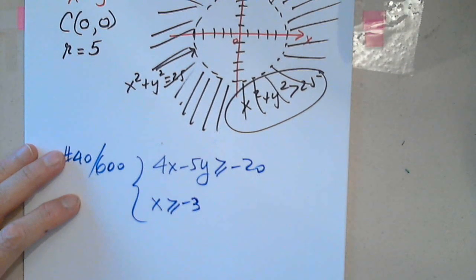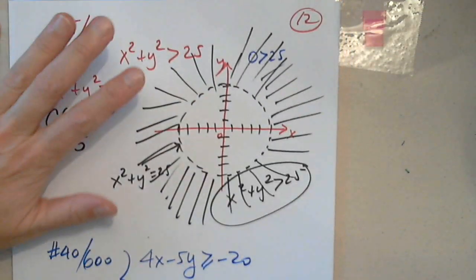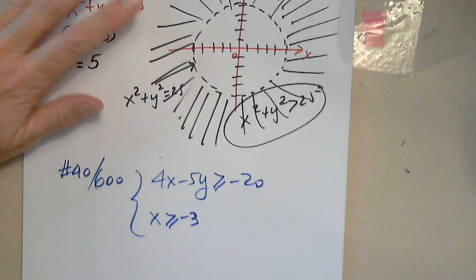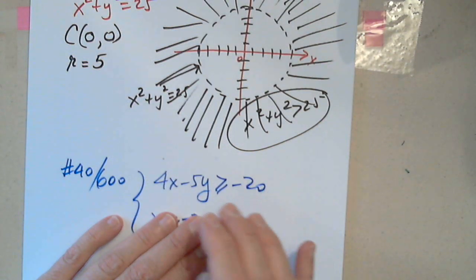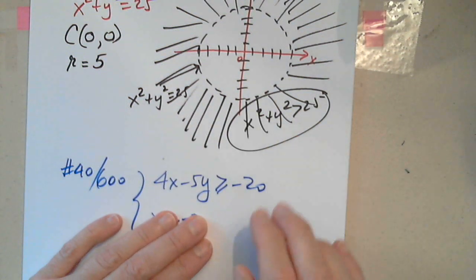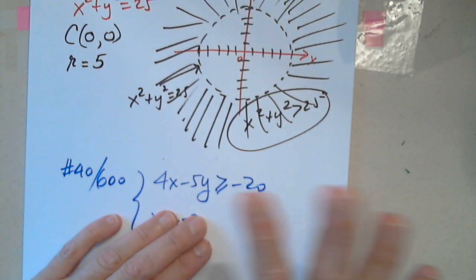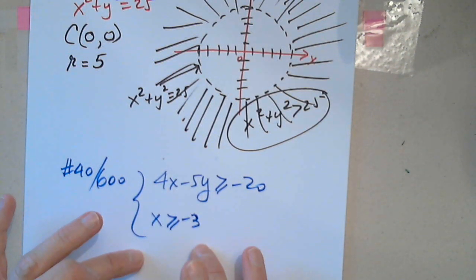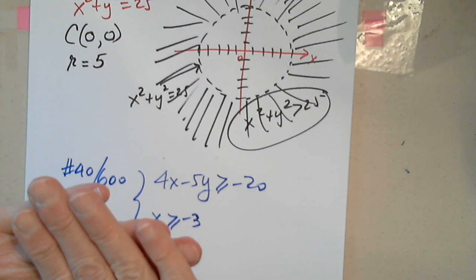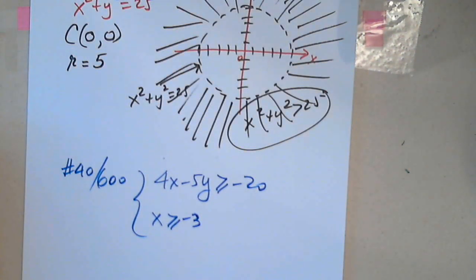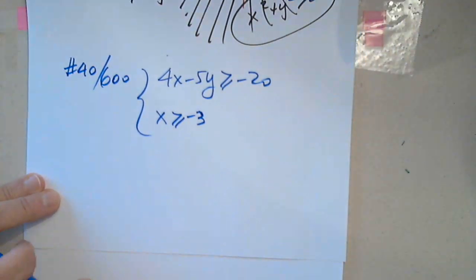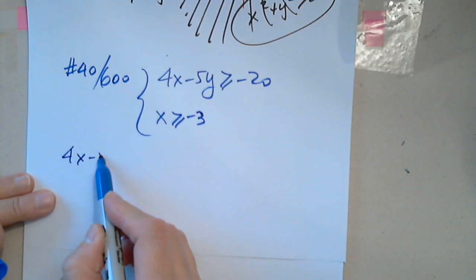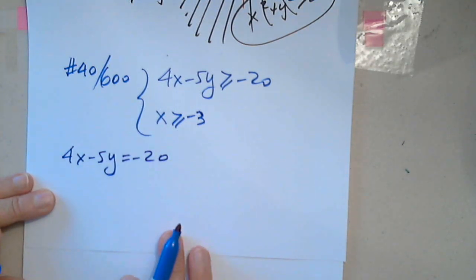Okay. Now I will have to repeat the same procedure that we used in the previous two examples for each. When I'm done with this, completely done with this, shaded and everything, then I move on to the second one, and then I overlap them. If they don't overlap, the system has no solutions. So then, let's start with the first equation, which is 4x minus 5y equals negative 20.